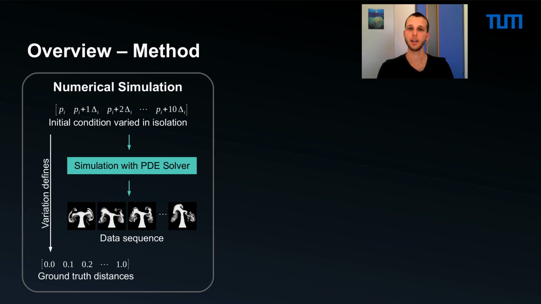So how can we create a model that predicts these distances for us? The first building block is a numerical simulation. Essentially, a numerical simulation uses a set of initial conditions and transforms it into an output via a PDE solver. Here we are interested in a sequence of data, so we have to change a single initial condition, in this case pi, in increasing steps, denoted by delta I here, to get the data sequence shown in the middle. These initial conditions also define our ground truth distances, where a higher change in the initial condition means the ground truth distance is going to be higher as well.